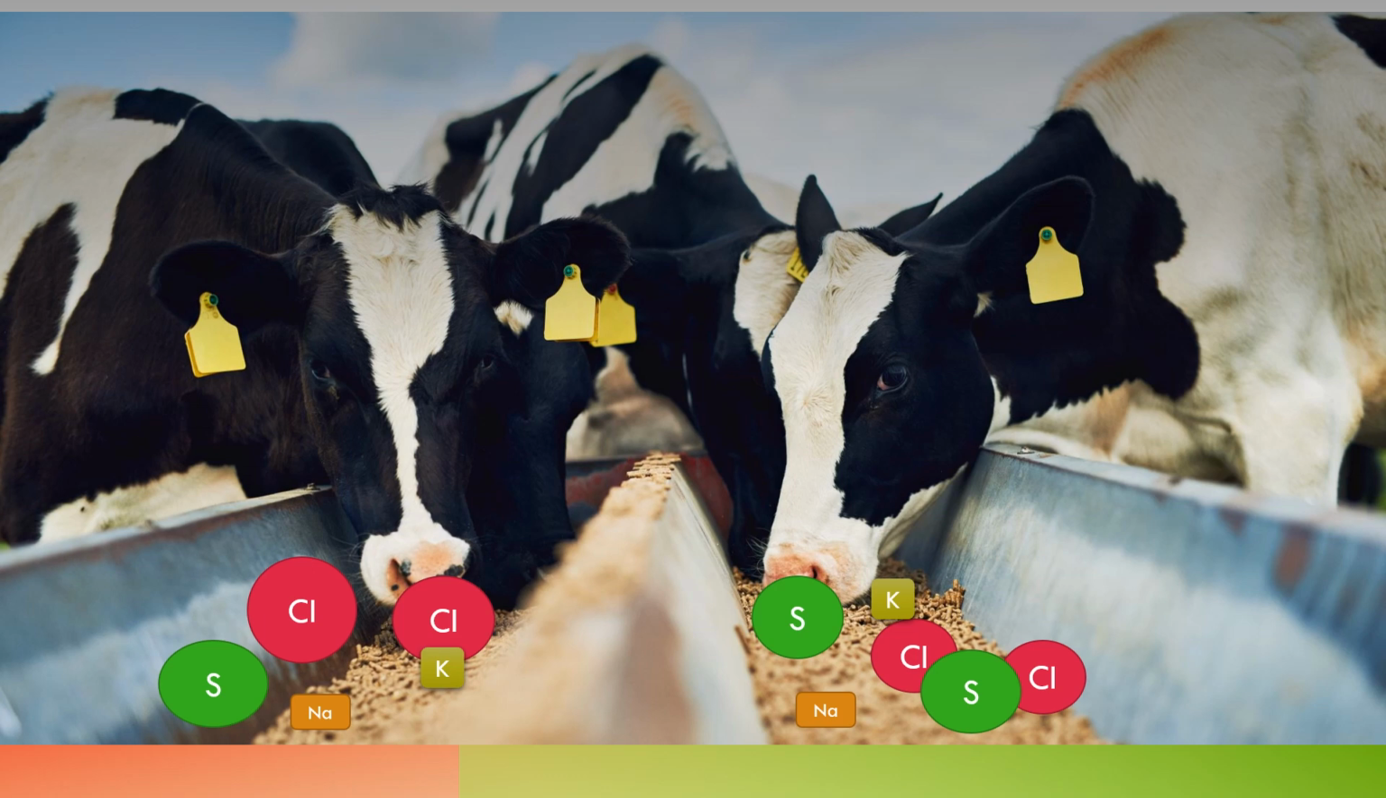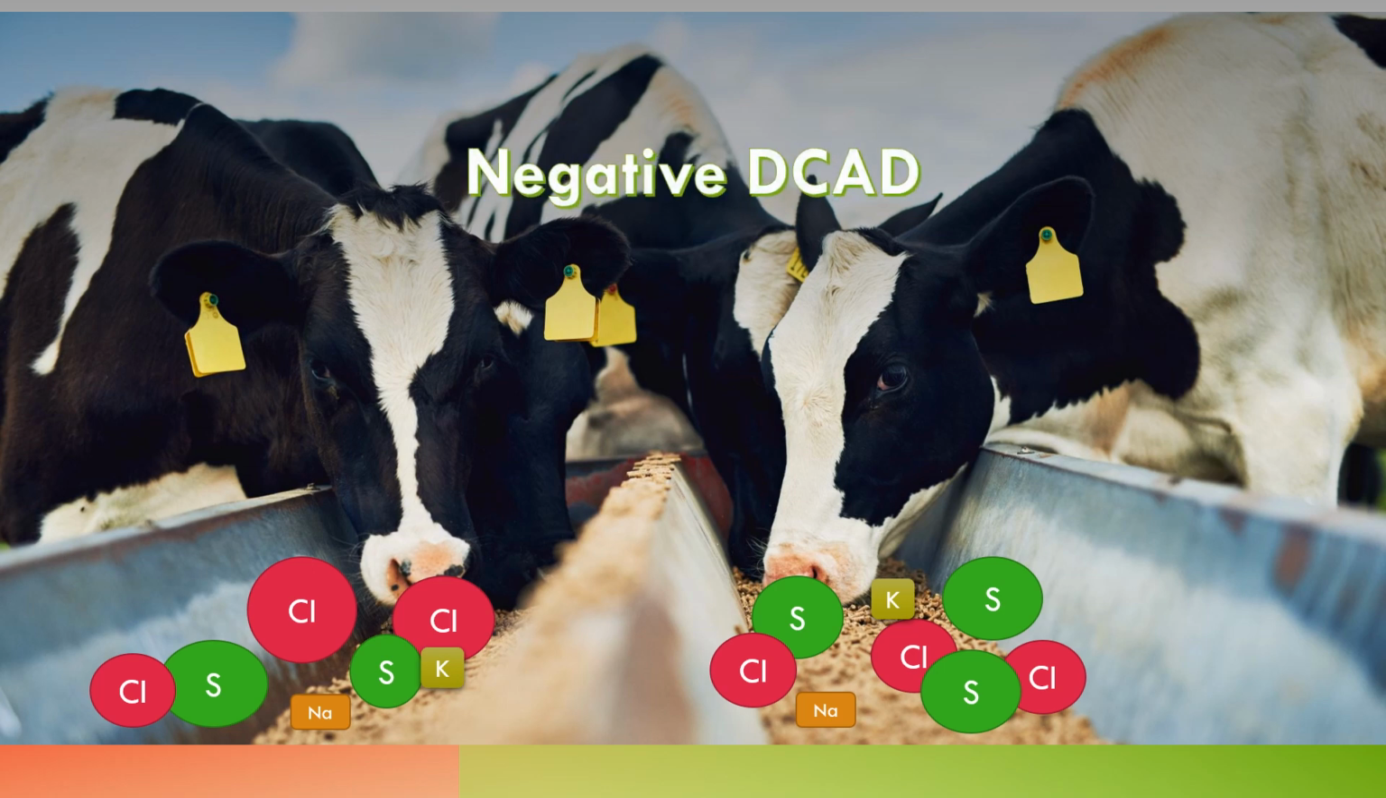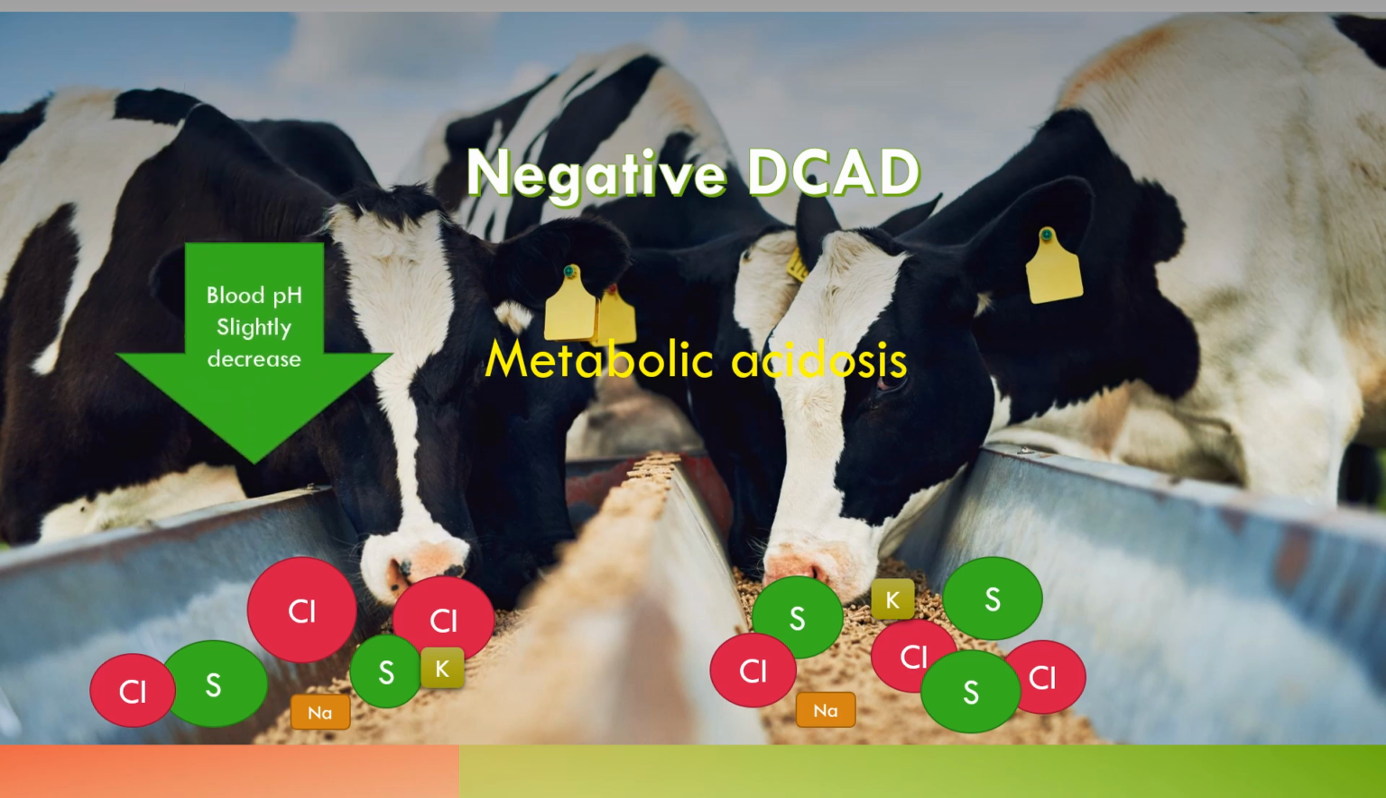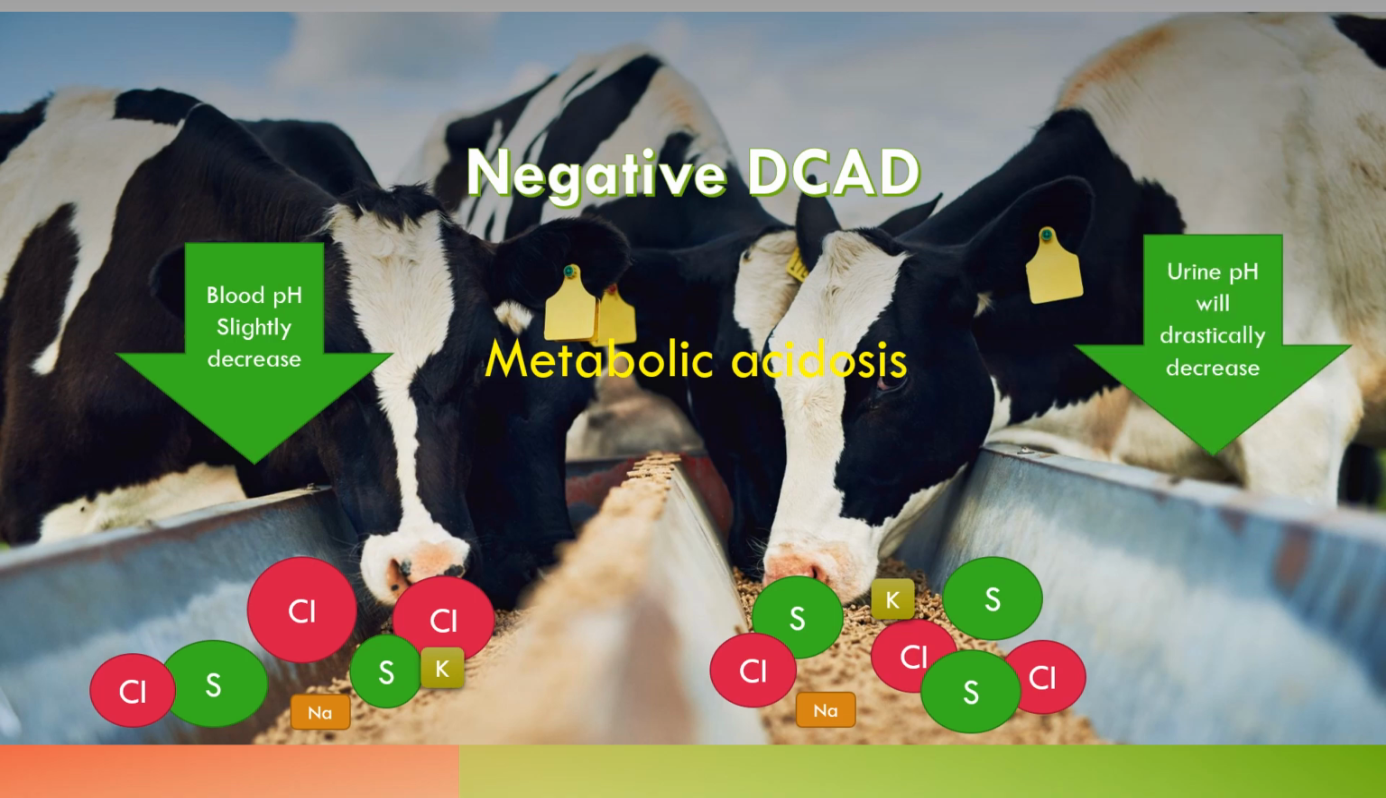Increasing the amount of chloride and sulfur through acidogenic supplements to the cow's diet will lead to lower DCAD values. Negative DCAD creates metabolic acidosis due to high concentrations of chloride and sulfur. The blood pH will decrease slightly, and the urine pH will decrease drastically.